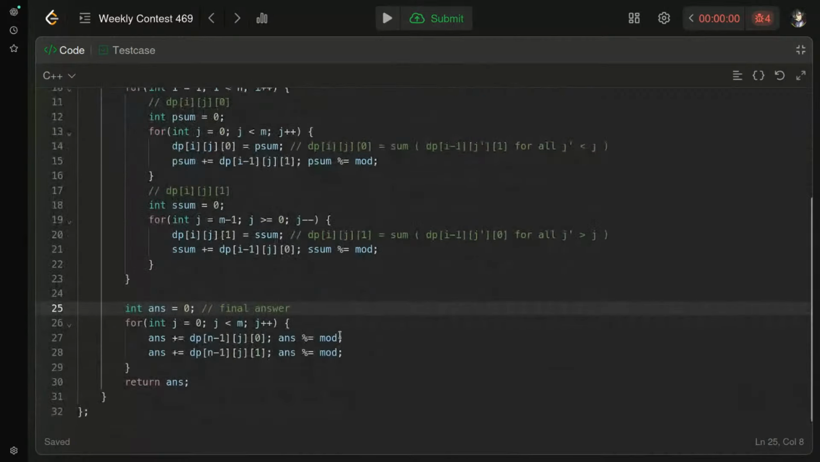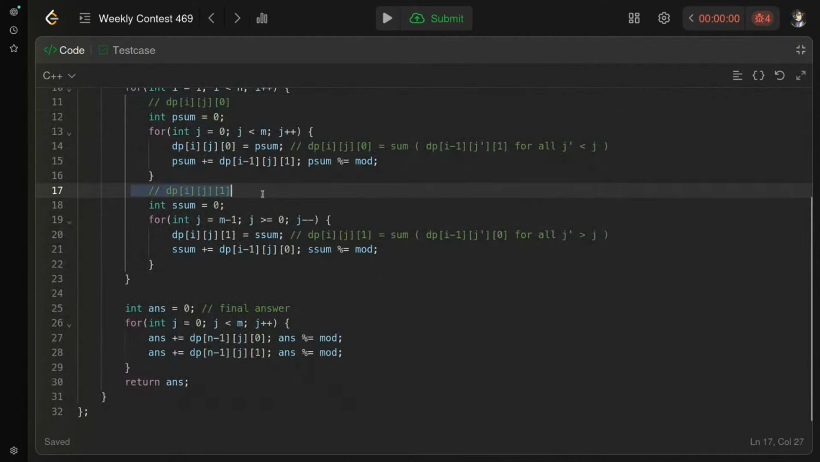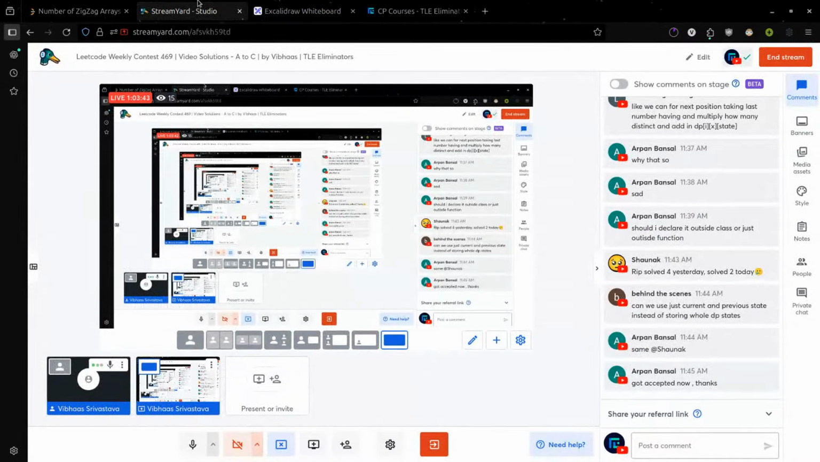I hope it's understandable. It's a bit hard to explain DP because it's a very standard DP. If you have done it before, you will definitely get it. If you have not done it before, it will be a bit hard to understand, but do go through the code.